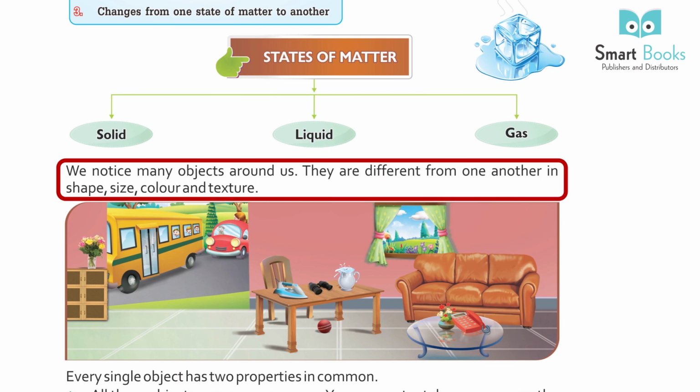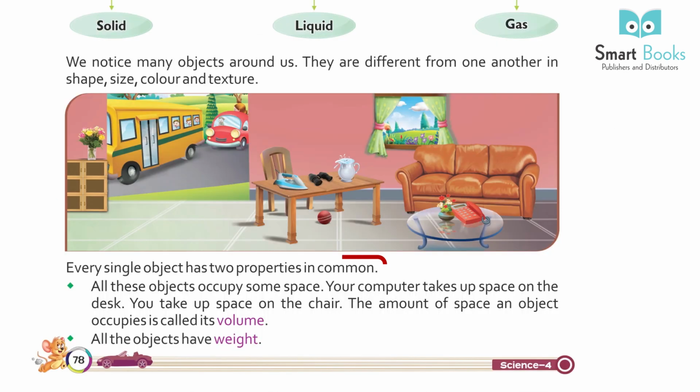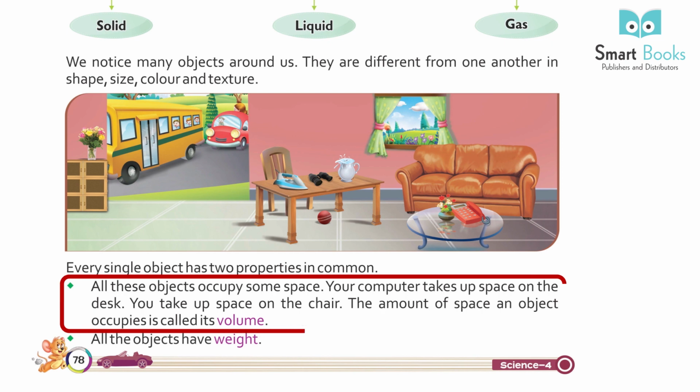We notice many objects around us. They are different from one another in shape, size, color and texture. Every single object has two properties in common. All these objects occupy some space. Your computer takes up space on the desk. You take up space on the chair. The amount of space an object occupies is called its volume.